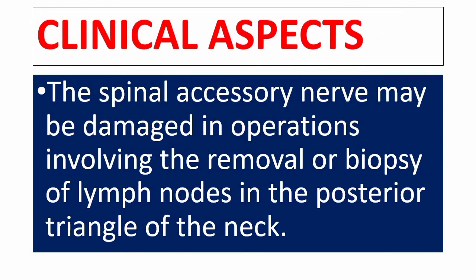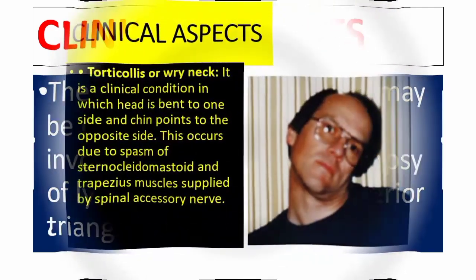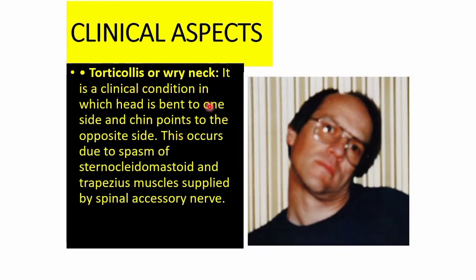Moving to the clinical aspects, the spinal accessory nerve may be damaged in operations involving removal or biopsy of lymph nodes in the posterior triangle of the neck. Torticollis, or wry neck, is a clinical condition in which the head is bent to one side and the chin points to the opposite side. This occurs due to spasm of the sternocleidomastoid muscle on one side and the trapezius, both the anterior and posterior boundary muscles having lost their nerve supply. Spinal accessory nerve damage causes this wry neck or torticollis.